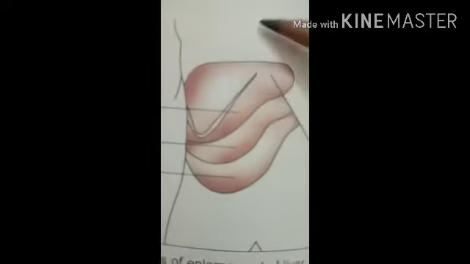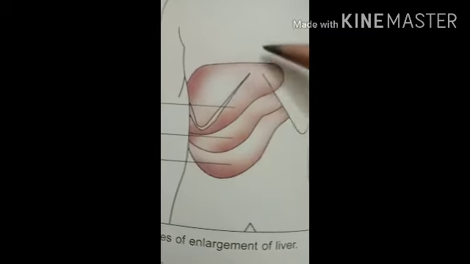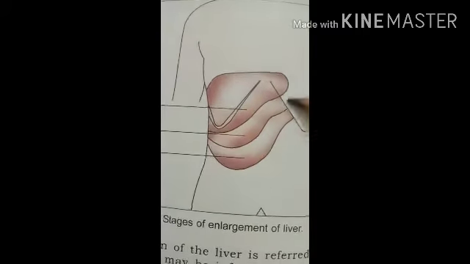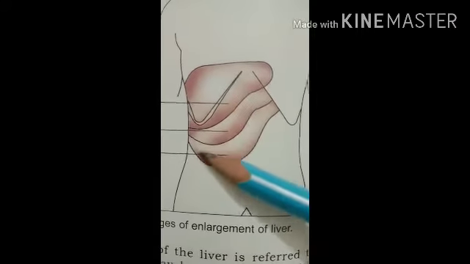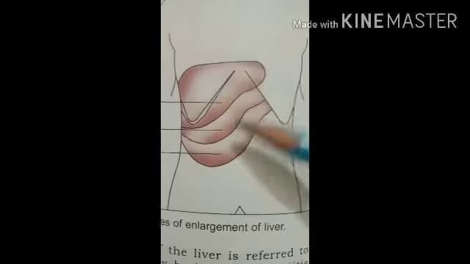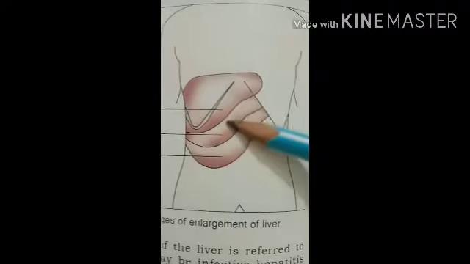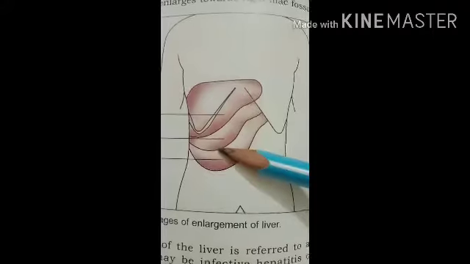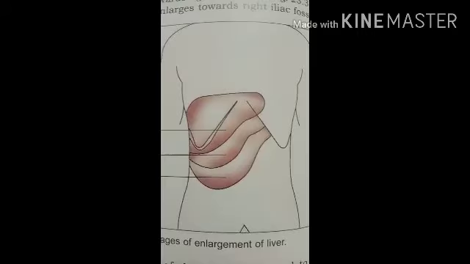Then the next clinical point: the liver is not normally palpated, but in the condition called hepatomegaly, the liver can be palpated or touched by your plain hand placed below the right costal margin, and this enlargement of the liver may reach the right iliac fossa in moderate enlargement. So this is hepatomegaly.